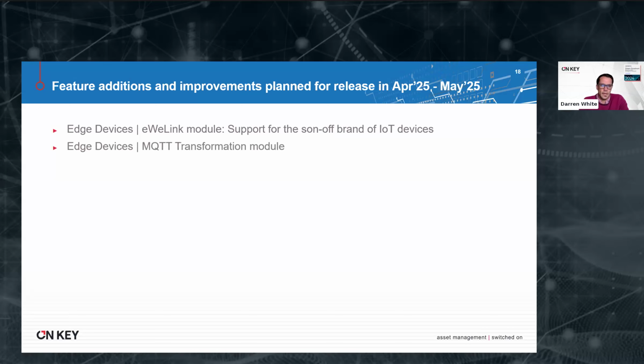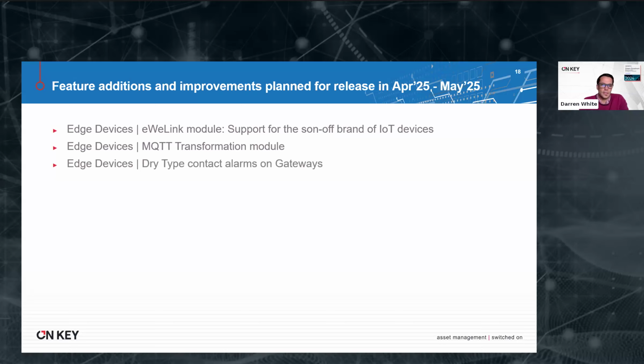The next one is an MQTT transformation module. We have an IoT edge gateway, and this gateway has a couple of modules. We already have an MQTT module, but it only collects raw data and then makes that available in Anki. But we also want to transform that raw data. So if you need to scale some of the values, this MQTT transformation module will do exactly that.